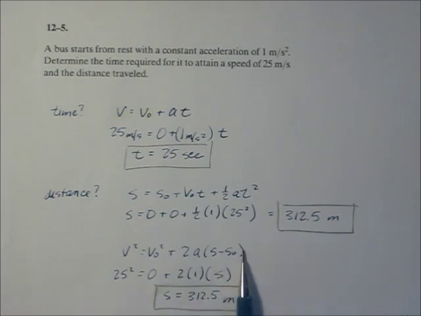We can also use the velocity equation where we say v squared is equal to v sub 0 squared plus 2as. We know our acceleration, and this is the distance we're looking for, and we know it ended up with 25 meters per second. So again, we get the same answer, which is good.